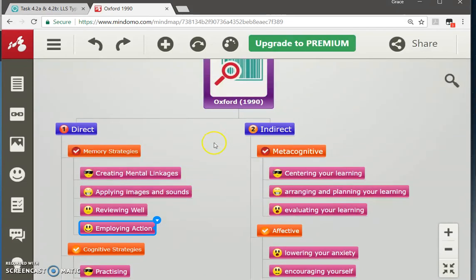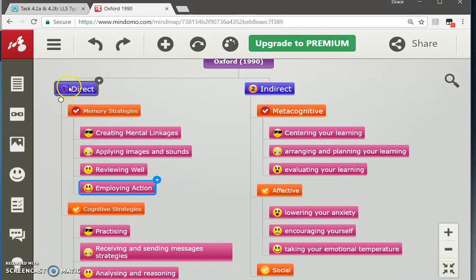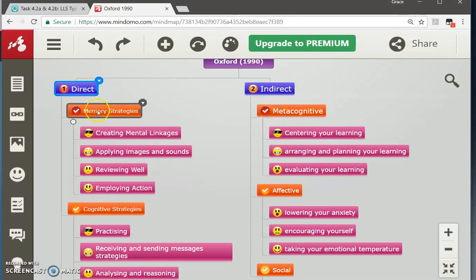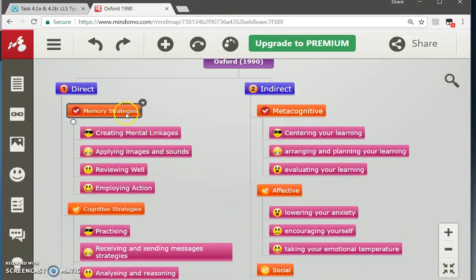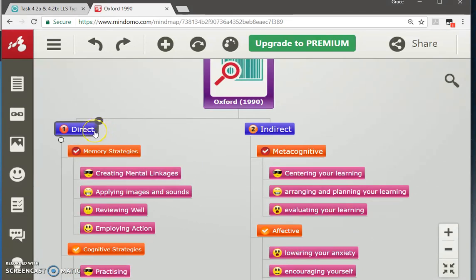So the next step that I take in order to better understand the typologies of LLS by Oxford is I try to comprehend the different key elements, especially the main topics. There are two types of main topics. I try to understand their meaning by looking at the branches of ideas that fall under them. For example, if I look at direct, I try to look at memory strategies, cognitive strategies, and compensation. And by that, I find out that the common idea that is apparent across all these three branches of ideas is that they are directly involved with our brain.